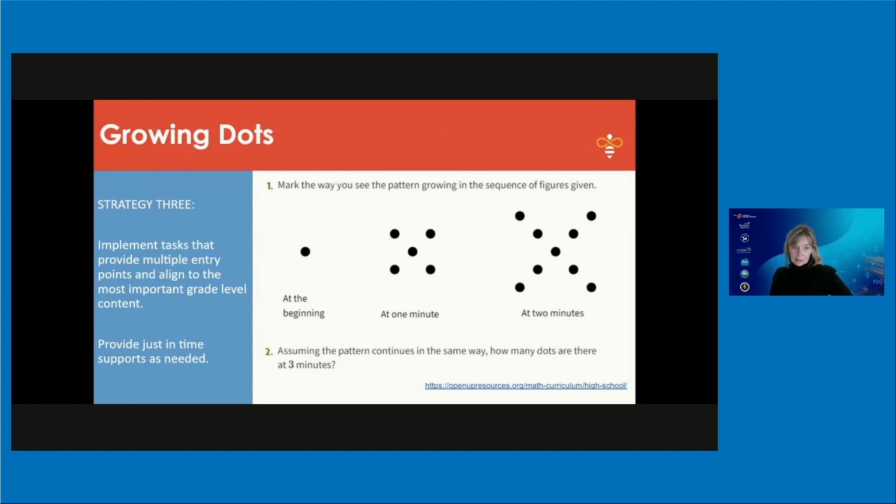In the chat box, please share how many dots are there at 3 minutes, how you know, and how you are seeing the pattern grow. So put all 3 of those things. While you're typing, I just want to say in a class situation, I would now ask students to work independently for a couple of minutes, creating different representations to make sense of how they're seeing this pattern grow.